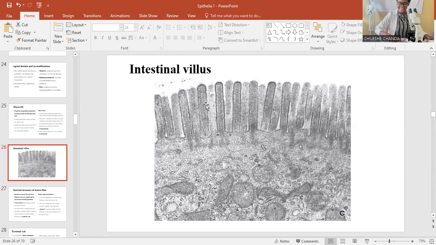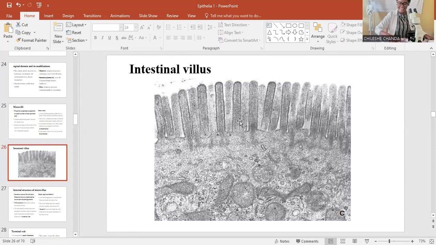Remember, when you're looking at a shoe brush, you're going to see that on top there are those tiny projections, and that is what the brush border of the small intestines will look like, the ones that have microvilli on top. So microvilli are different from villi. They are two different things.